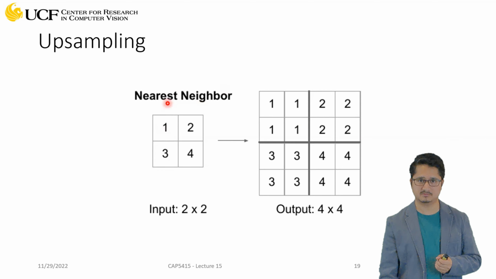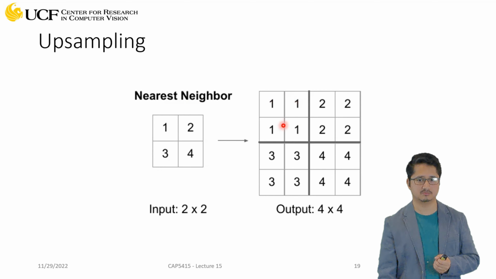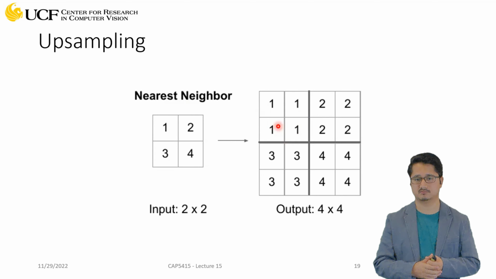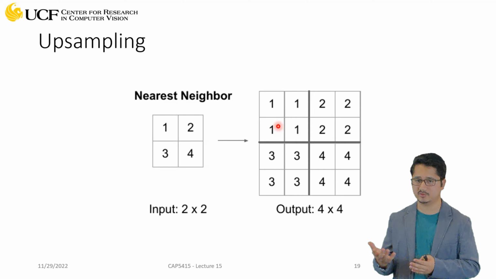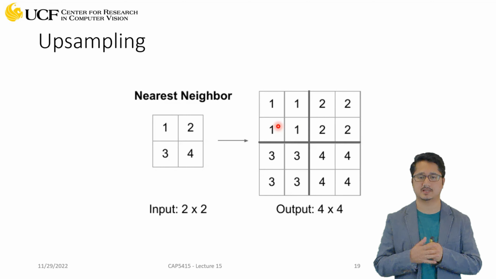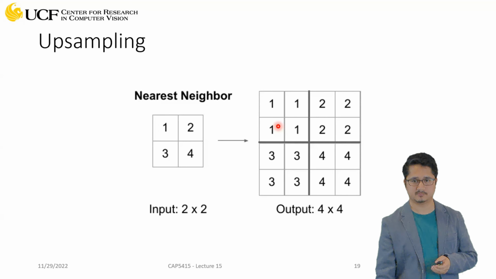So the first kernel will give you this value. The second kernel will give you this value. The third kernel is going to give this value. The fourth kernel is going to give this value, right? Those kernels are actually learnable. So in this case, you're not just doing nearest neighbor, you're actually learning how to do upsampling.